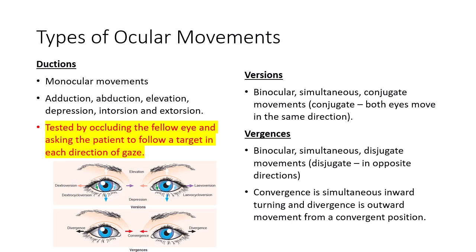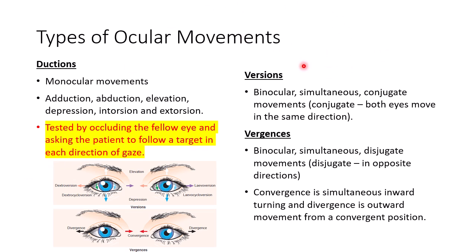So there are two types of ocular movements, monocular and binocular. The monocular movements are known as ductions, and they consist of adduction, abduction, elevation, depression, intorsion and extorsion. How do we test these movements? By occluding the fellow eye and asking the patient to follow a target in each direction of gaze.